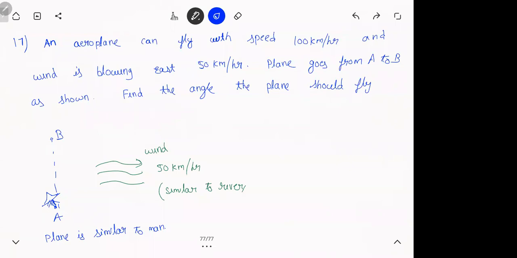Sir, is it 120 degrees? 120 with the river flow, no? Yes, sir.